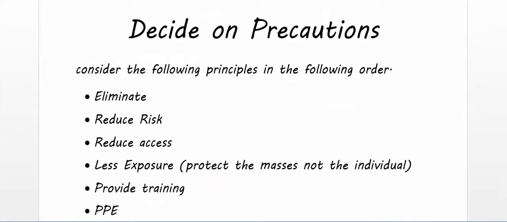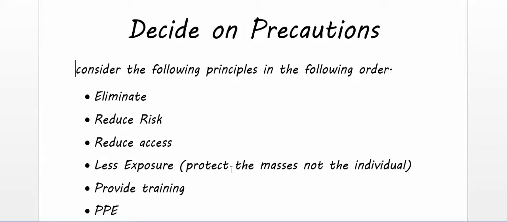Okay, once we've worked out the initial risk level, we need to then work out the precautions. Consider the following precautions in order. There's a list of different precautions below, following principles of prevention. So the idea is really to eliminate, reduce risk if it's not possible to eliminate it, reduce access to it. So try and isolate the issue, less exposure. So protect the masses, not the individual.